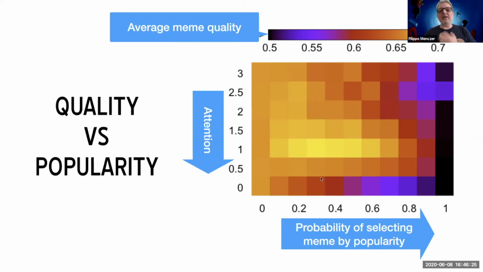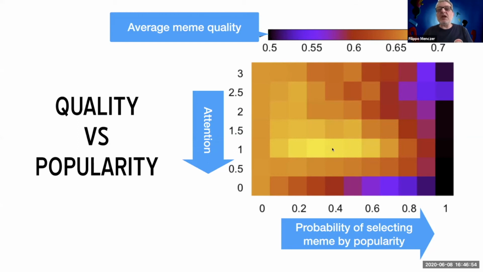What you observe is that generally, the more the platform relies on popularity, the lower the average quality of the memes that are spreading in the entire network. Now, you can see that yellow stripe in the middle, which means that for a narrow range in this attention parameter, some level of popularity can increase the overall quality in the system.